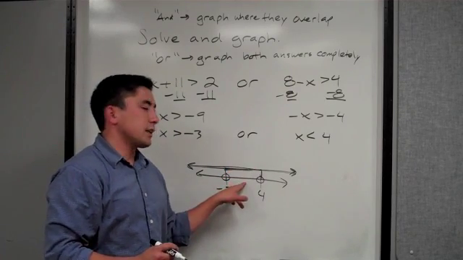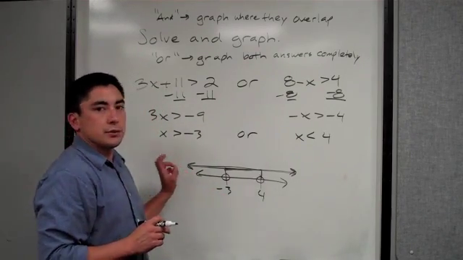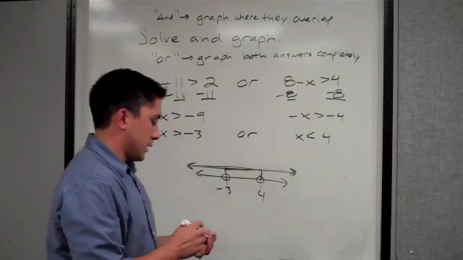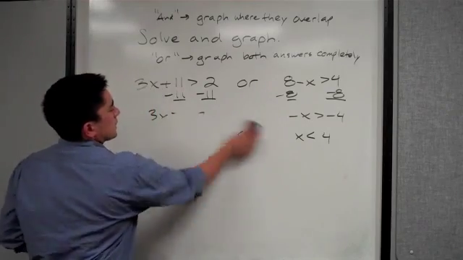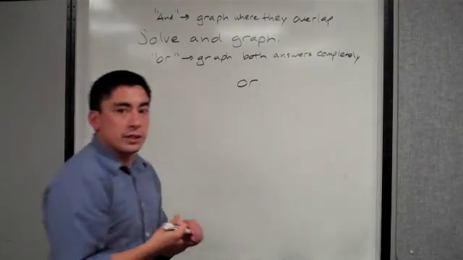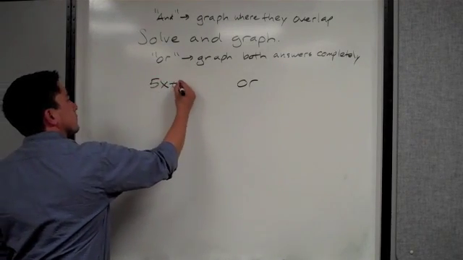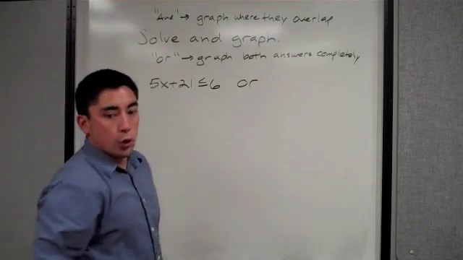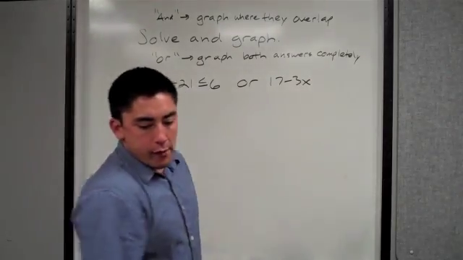Okay? Not many are going to look like this. You might have one or two. Most of them look like the next one we're going to do. But this is how you handle that. And again, or means you graph both answers completely. Okay? Now there is another type of or problem where our graph is going to look a little bit different. So the third problem we did in class was 5x plus 21 is less than or equal to 6, or 17 minus 3x is less than 5.